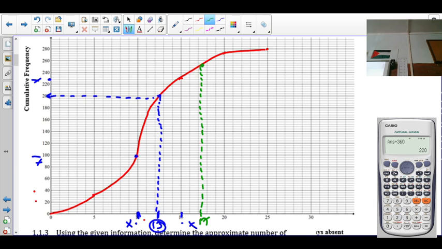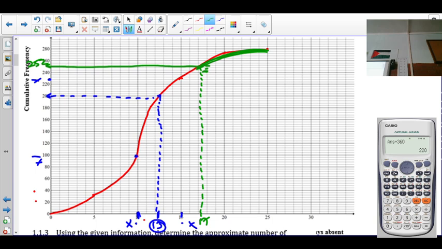So that is 240, 244, 248, 252. So I'm getting here 252. So it says more than. So it's this part of the graph. Can you see that, people?